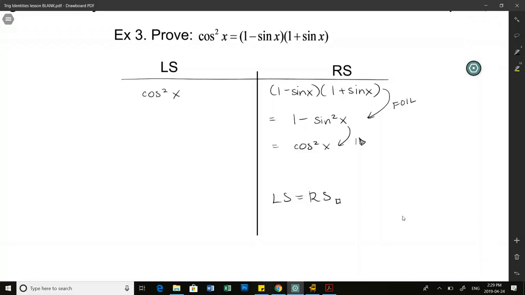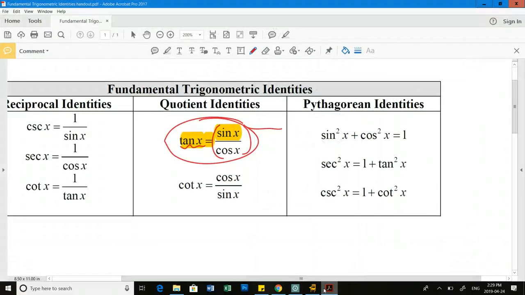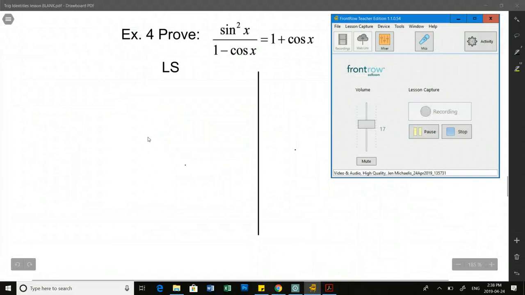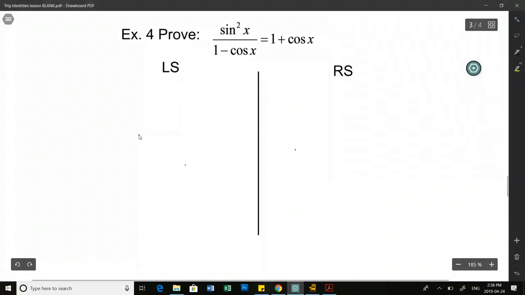Okay, we're going to take a quick 2-minute break, and then we will finish up our last few examples. Okay, so here's our next example.